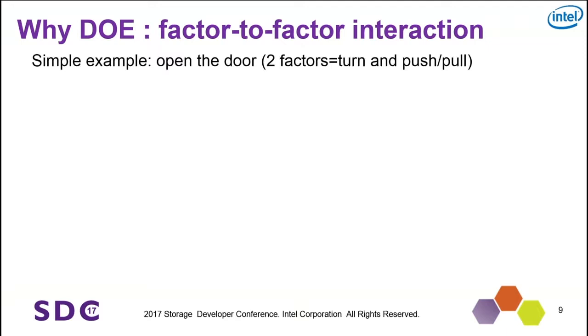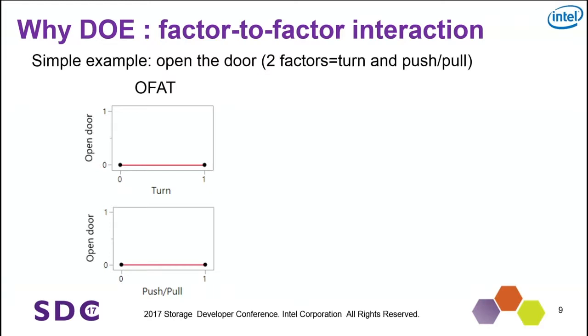Open a door, okay? You are an engineer and your task is to find out how to open a door. This product has a handle, so you have two factors. You turn, this is one factor, or not turning it. The second factor is pull or push. One factor at a time: you hold push and pull constant and do the turn. You turn or not turn, the door will not open. Now you hold the turn constant and do the push and pull, the door is still not open. Are you going to conclude the door will never open?